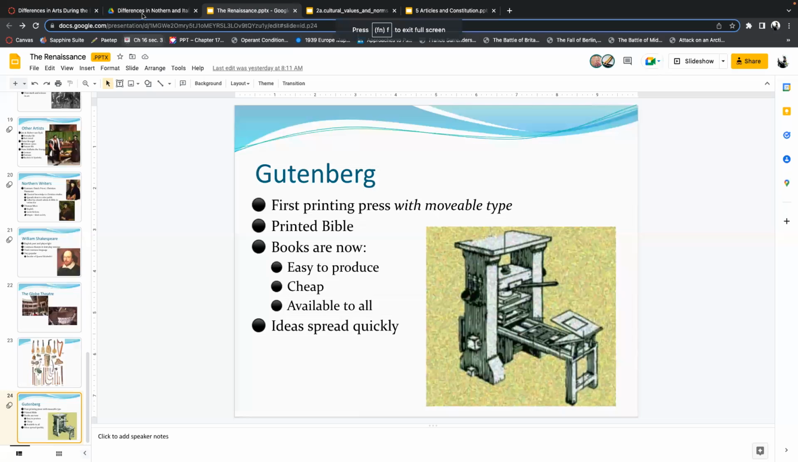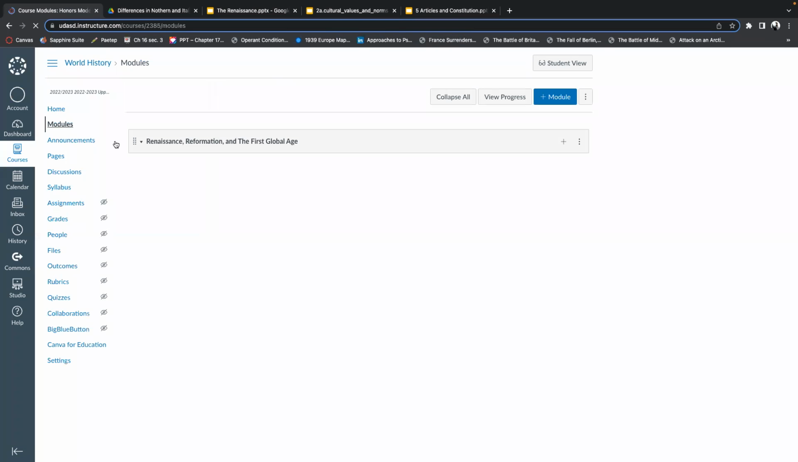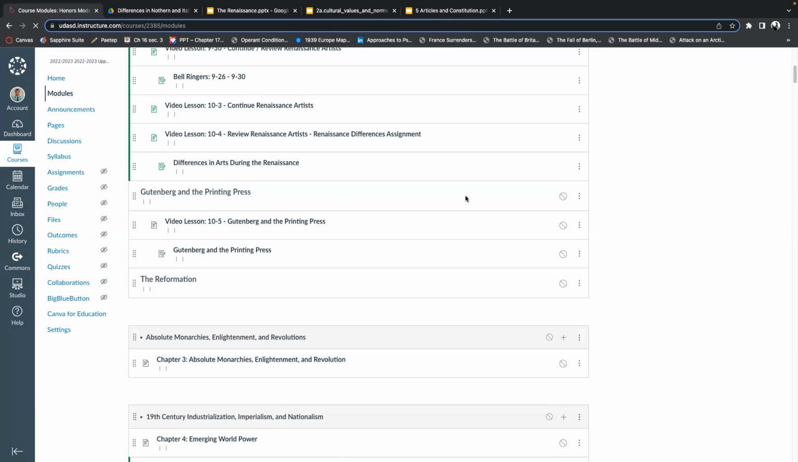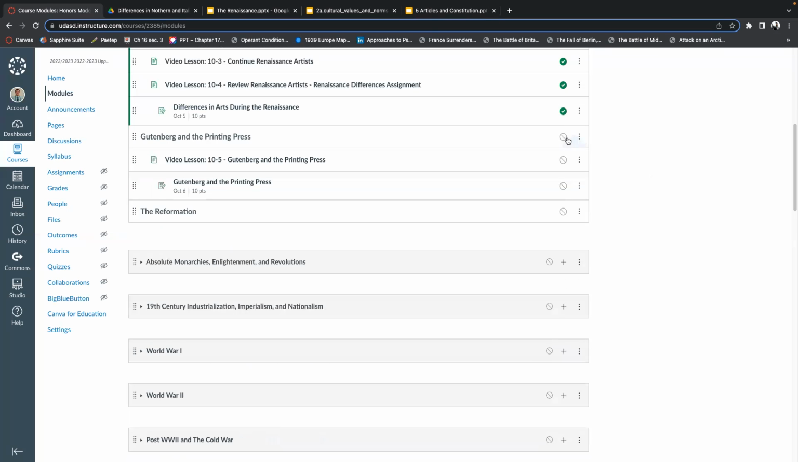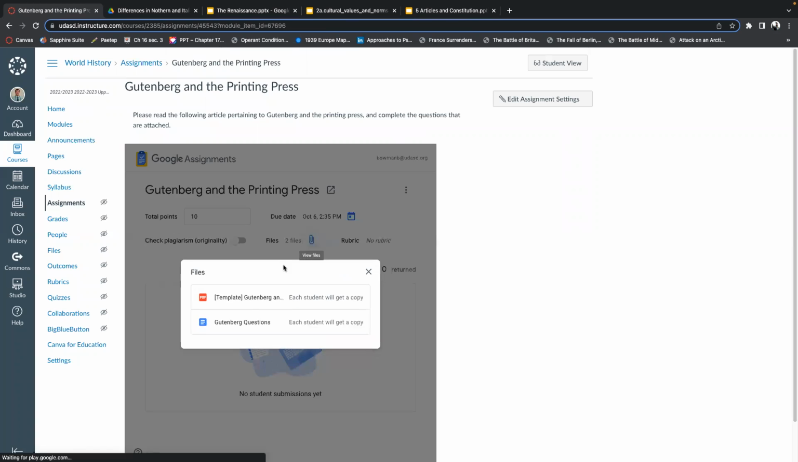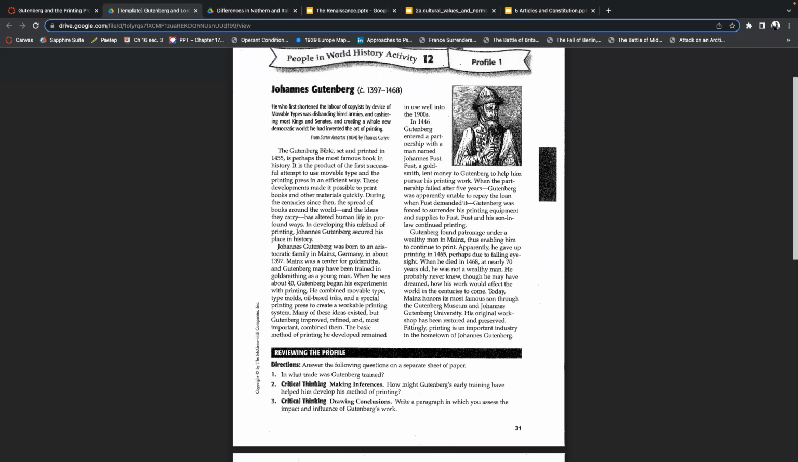All right, so here's your assignment. Okay, so Gutenberg and the printing press. So here is the template here. Here is the article I'd like you to read. Again, it's not too long. That's it, right there. Nothing crazy, all right? I promise.